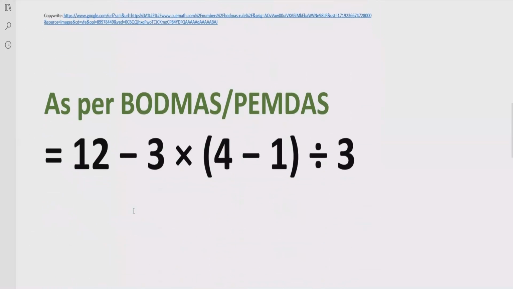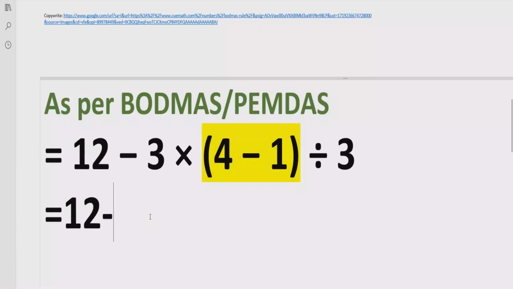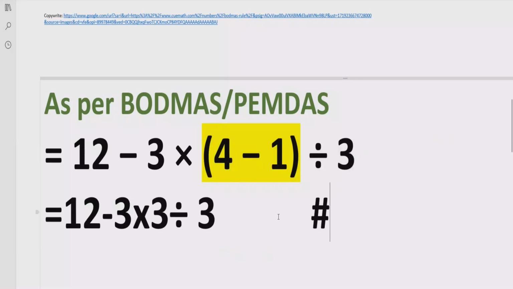Now, move forward to solve the given expression. As you can see, we have 12 minus 3 multiplied by the bracket 4 minus 1, and divided by 3. So first of all, according to the rule, we will solve the bracket, this one. Now we will say 12 minus 3 multiplied by 3, since 4 minus 1 equals 3. And this part we will write as it is. Here we give the reference: 4 minus 1 equals 3.